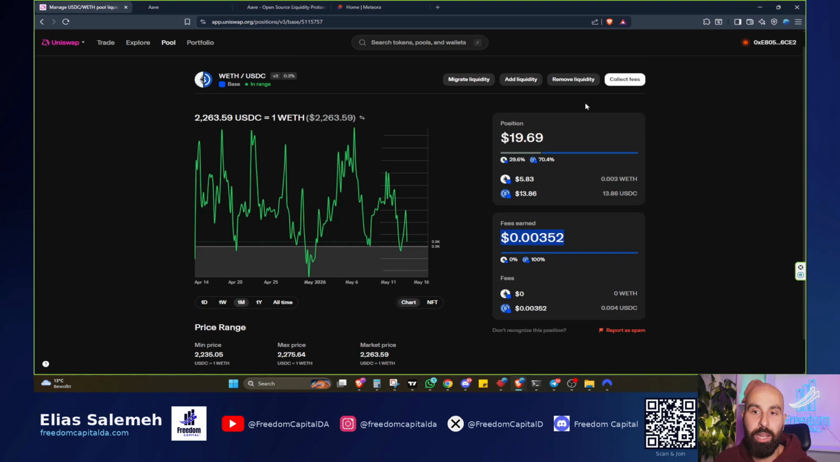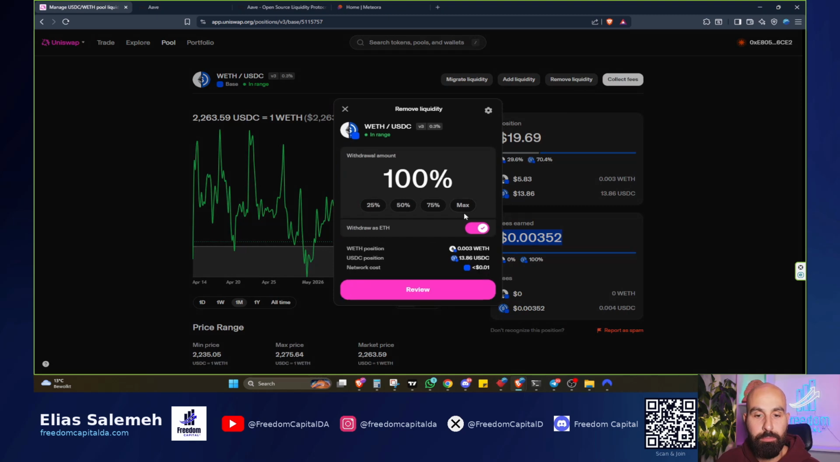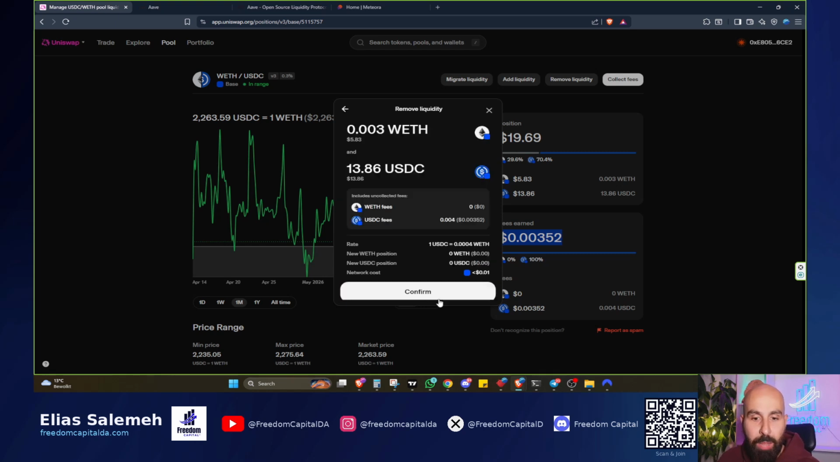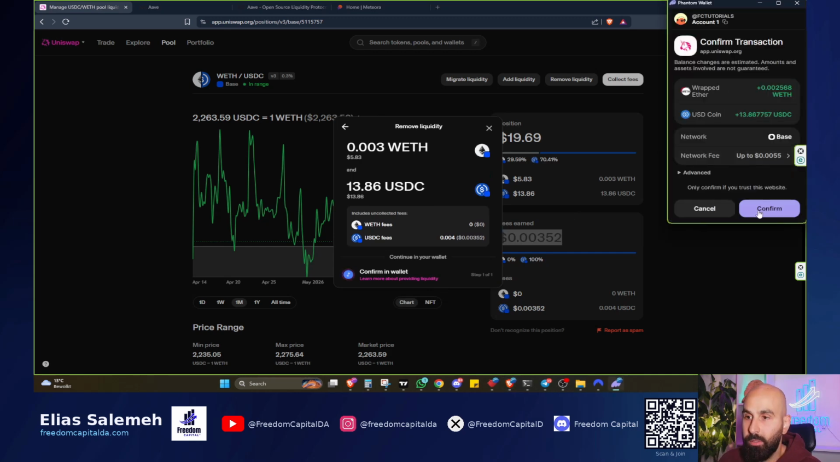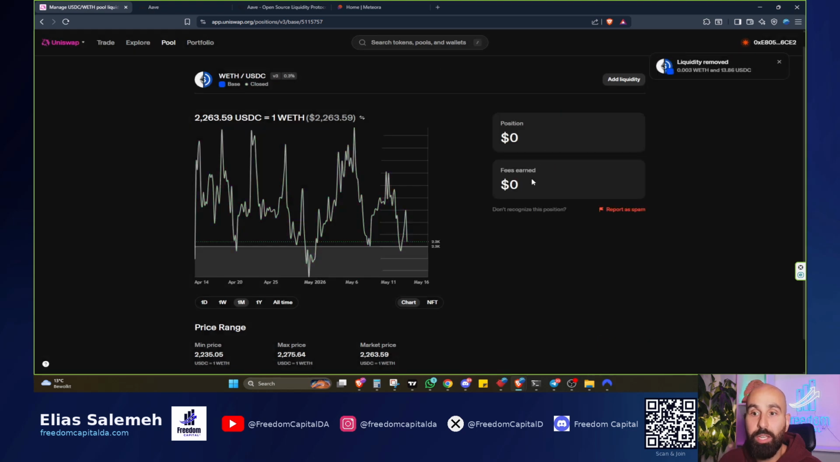If you want to remove liquidity right now, you just click on remove liquidity, max. You choose max if you want to remove all your liquidity, or 50% if you want to remove half of it. In our case, I'm going to remove all of it. Withdraw as is, because I want to withdraw as Ethereum and USDC as well. And I will also remove the fees that I have earned at the same time. I review, I confirm, confirm. So liquidity has been removed.